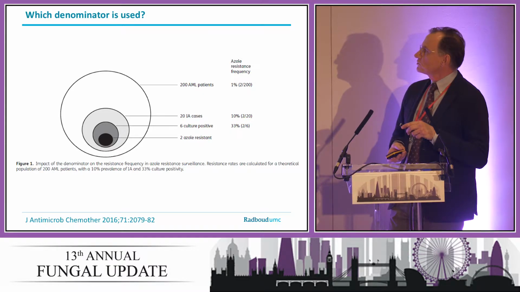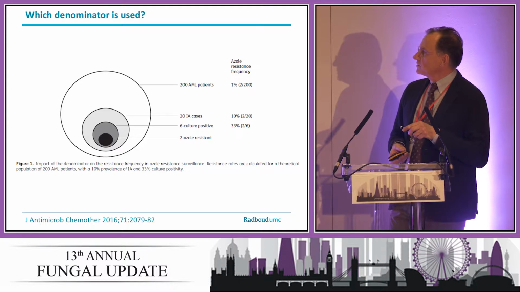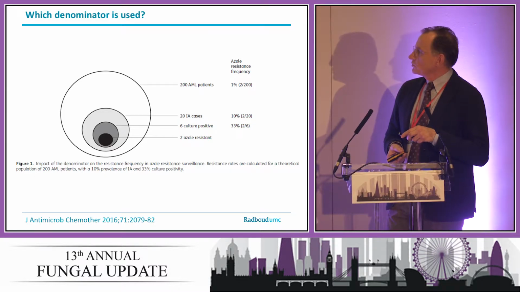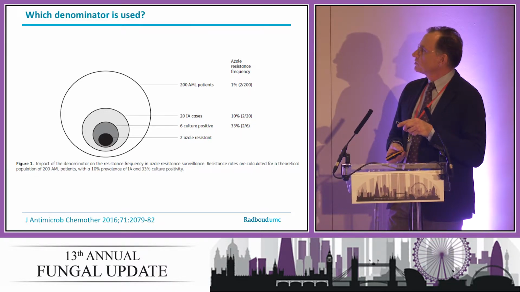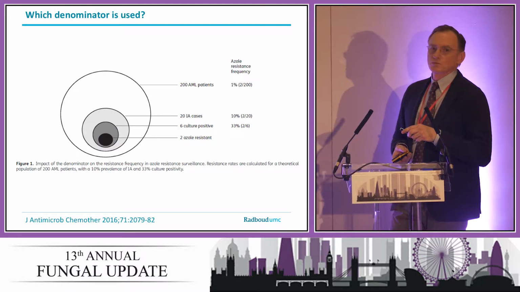So this is a theoretical situation. You have 200 AML patients at risk. 20 develop invasive aspergillosis. 6 of those are culture positive, and 2 are azole resistant. So 2 out of 200 is only 1% resistance if you have this as denominator. If you take the number of cases, it's 10%, 2 out of 20. But if you take the number of culture positives, it's 33%.